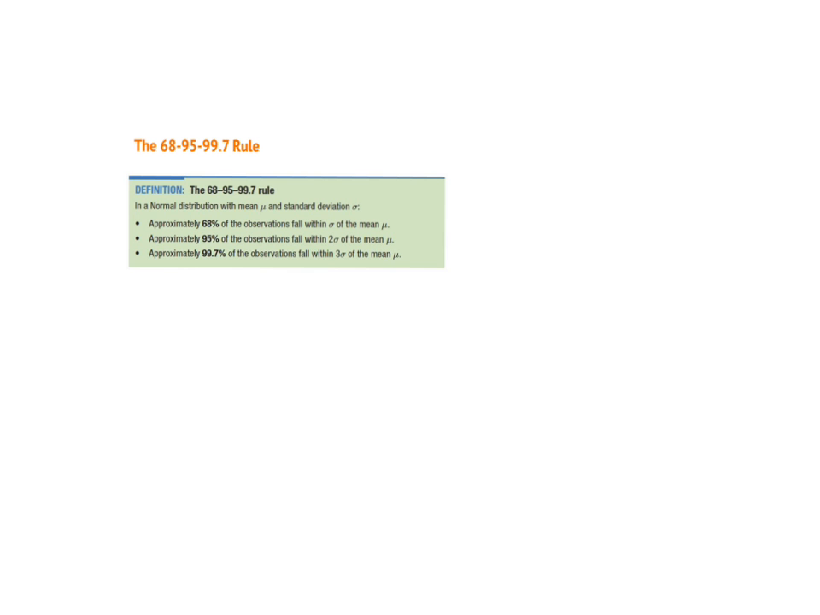So in every normal distribution, we have this rule, the 68, 95, 99.7 rule. Now, what it says is 68% are going to fall within the first standard deviation of the mean. So I'm going to draw a quick normal distribution here.